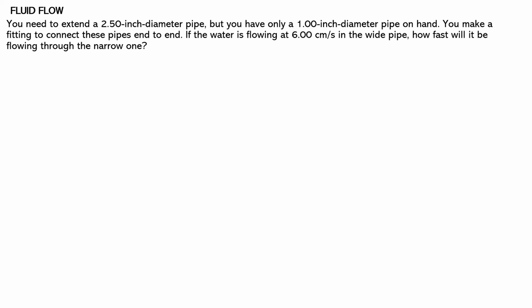So for the next problem, we will deal with fluid flow. You need to extend a 2.5-inch diameter pipe, but you have only a 1-inch diameter pipe on hand. You make a fitting to connect these pipes end to end. If the water is flowing at 6 cm per second in the wide pipe, how fast will it be flowing through the narrow one? So the given is D1, that is 2.5 inch. For the velocity of the wide pipe, we have 6 cm per second. And for the D2, that is the diameter of the smaller pipe, we have 1 inch. And for this problem, we need to find the velocity of the narrow pipe.